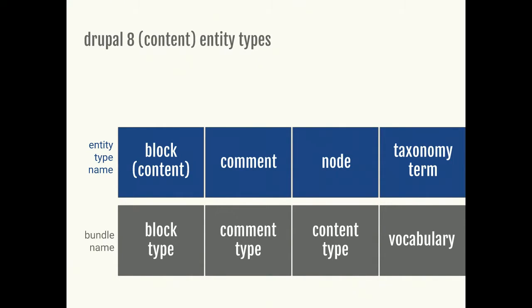We also have contact messages being content entity types. But let's talk about these 4. Nodes and taxonomy terms we already saw, and also comments and blogs are content entity types. And we see that the bundle name is usually called blog type, comment type, but for taxonomy terms it's a bit different and it's called vocabulary.